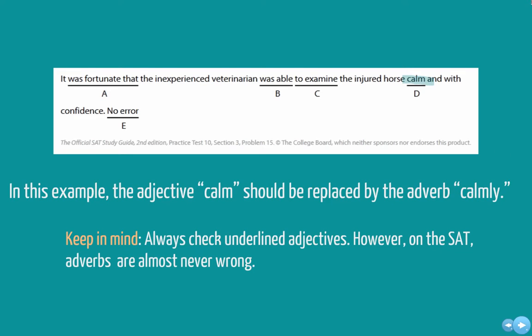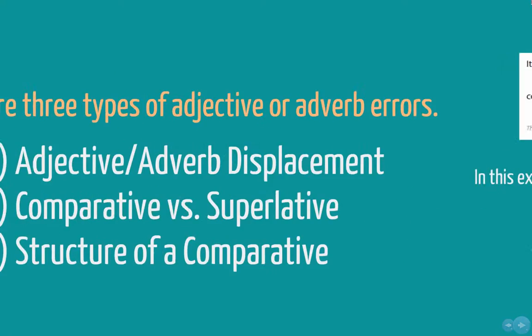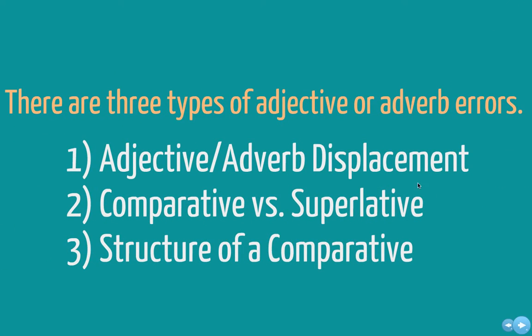Because of this error, you should always be sure to check underlined adjectives in case they're taking the place of what should be adverbs. However, on the SAT, the opposite case is almost never true. Therefore, underlined adverbs are almost never wrong. You usually won't need to check those. Alright, so let's move on to the next type of adjective or adverb error.